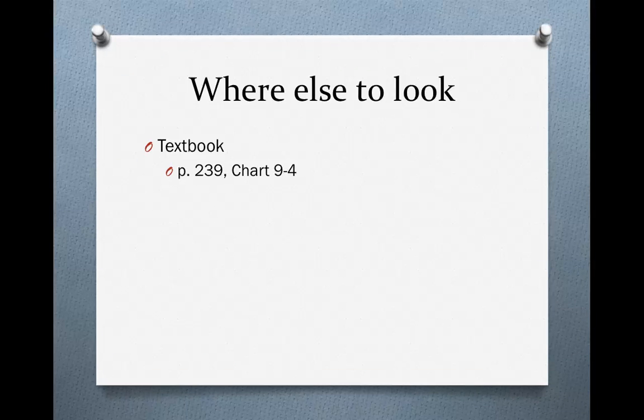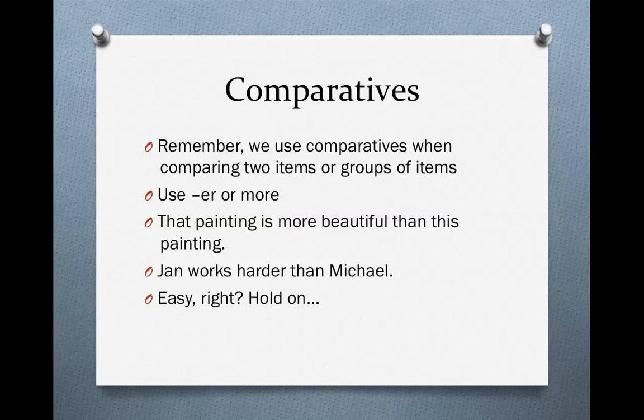Comparatives. For more information, look in your textbook on page 239 at chart 9-4. Remember, comparatives are the words that we use when we're comparing two items or groups of items. Superlatives are the words that we use when we're comparing three or more items. Comparatives, that's what this video is going to be about, use ER or more.